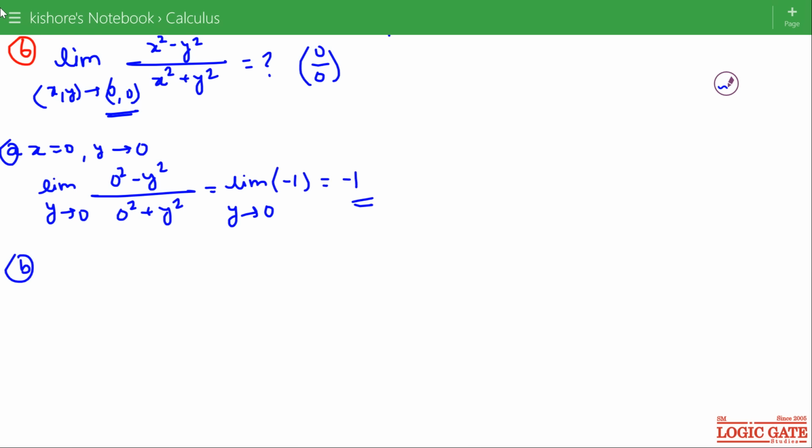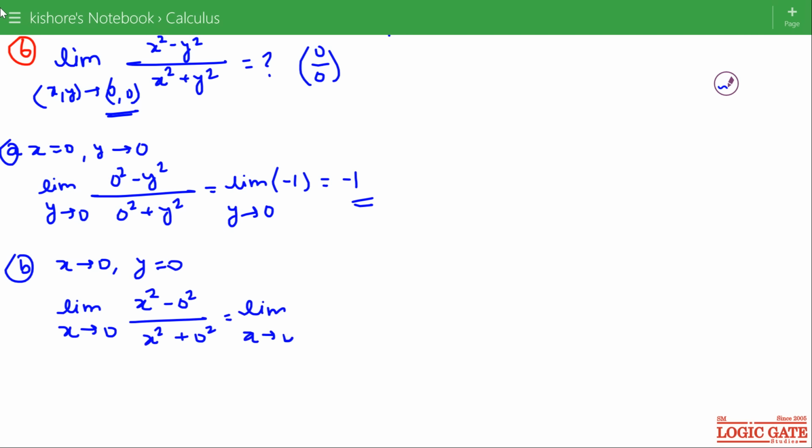Now we'll follow a different path where x is tending towards 0 and y is fixed, y is 0. So x is tending towards 0. Now we'll keep y 0. So x square minus 0 square divided by x square plus 0 square. So x square by x square is 1. So here the limit is 1.